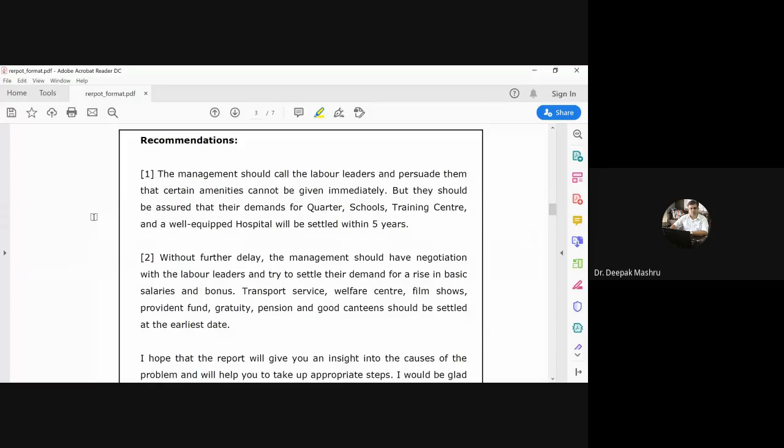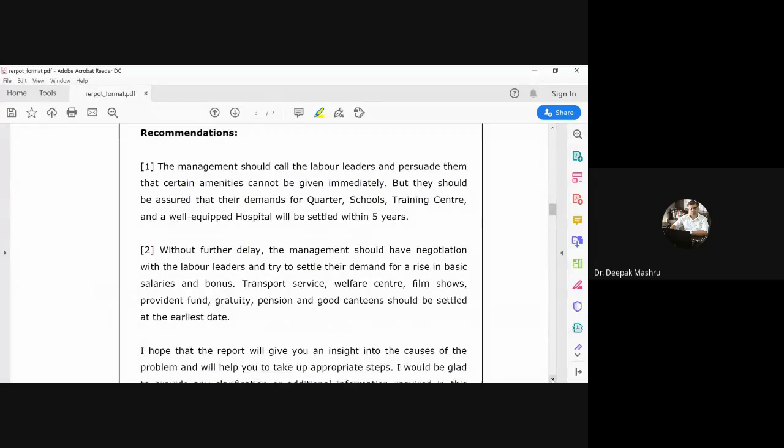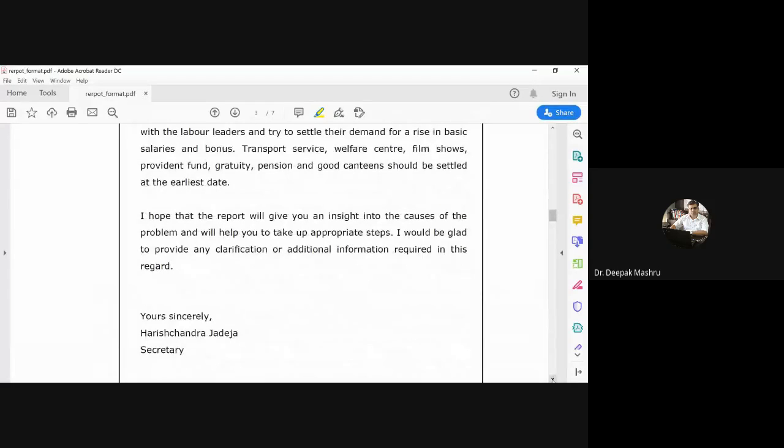So it can be done in a short period of time. It can be done within 3 years. Other things which require more infrastructure can be addressed within 5 years. So this is what we can share. I hope that report will, this is the last paragraph.